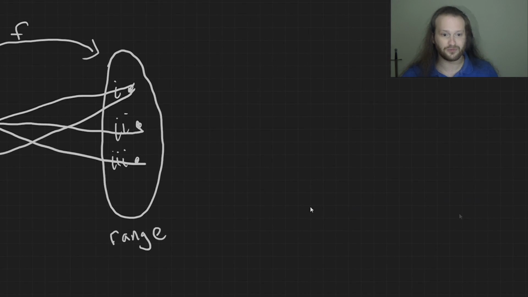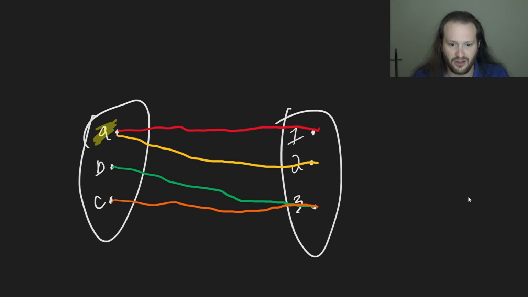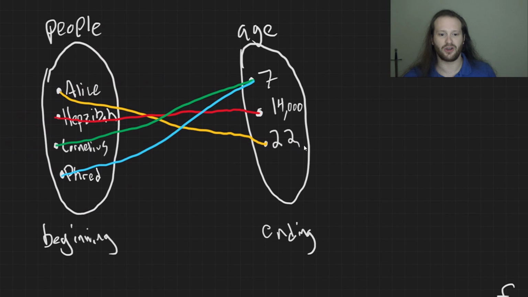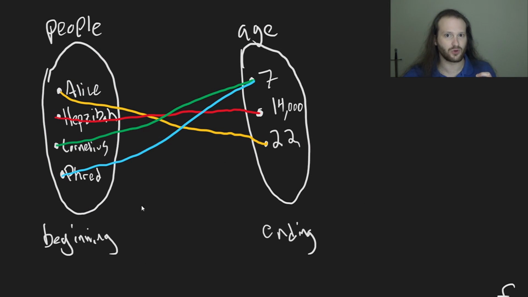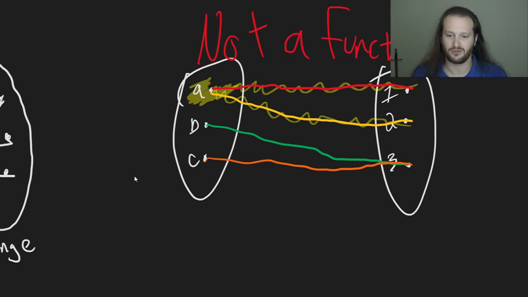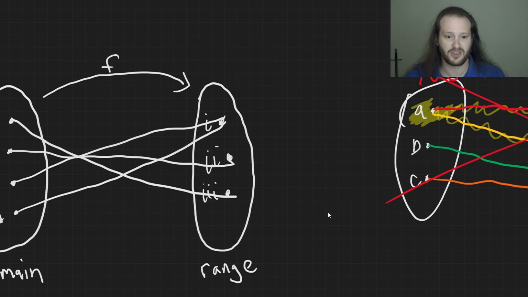What we are trying to avoid is exactly right here. There are two arrows coming out of the same point here. So that's like saying there's someone that has two separate ages at the same time. That doesn't really make any sense. Again, multiple people can be the same age. So this is not a function. That is not a function. No, this is. This is fine.